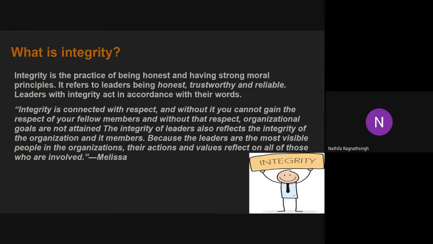As Melissa said, integrity is connected with respect, and without it, you cannot gain the respect of your fellow members. Without that respect, organizational goals are not attained. The integrity of leaders also reflects the integrity of the organization and its members, because leaders are the most visible people in organizations, so their actions and values reflect on those who are involved.